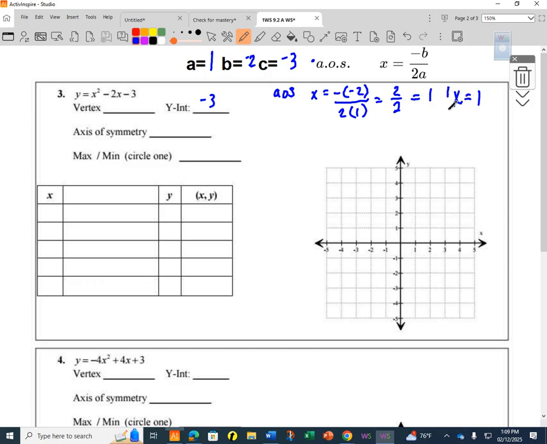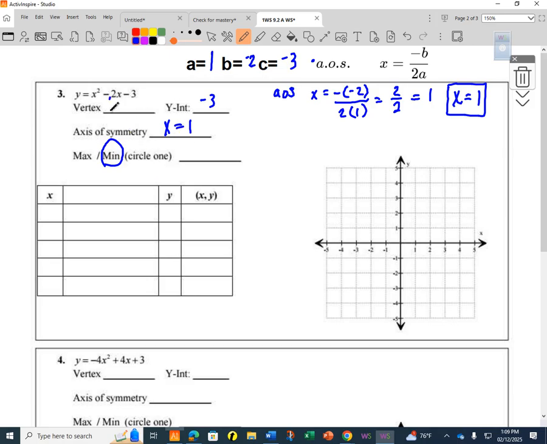Remember, it's got to be an equation. Okay, so x equals 1. We need to tell them if it's a maximum or a minimum. If it's a maximum, remember this, the coefficient is negative, it opens down. If this coefficient is positive, then we have a minimum, so we know that it's a minimum. We don't know what it is yet, because the minimum is the y-coordinate of the vertex.